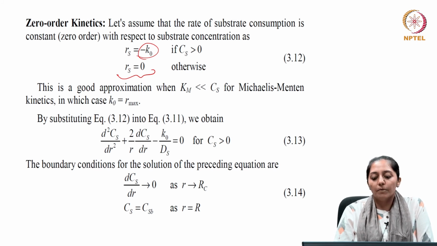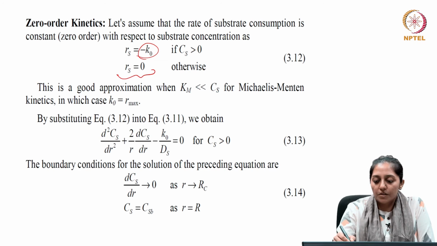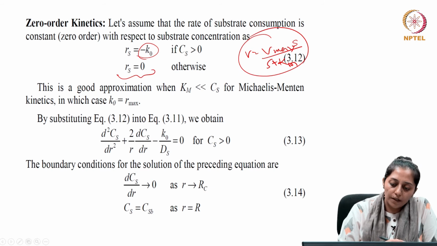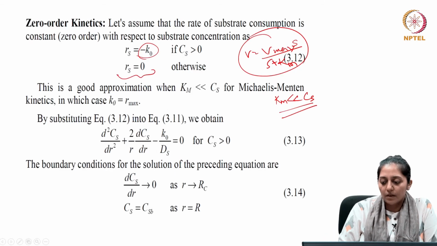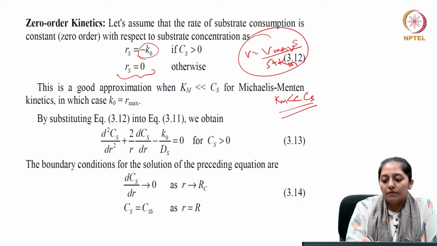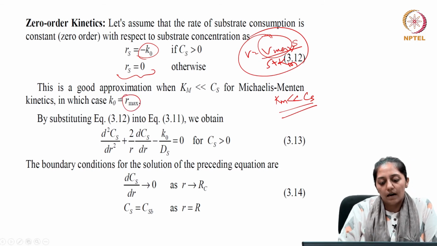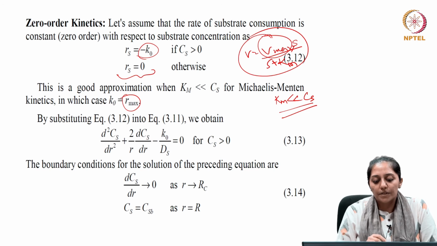If you remember your Michaelis-Menten kinetics, V is equal to V max S upon S plus Km. This takes the form of a zero order reaction if your Km value is very much less than Cs, which means it has very high affinity for the substrate. Then in that case, your K naught will become equal to your maximum reaction rate, which they have represented as R max.